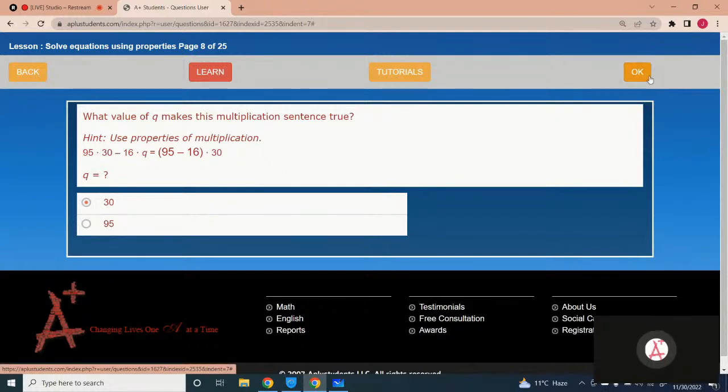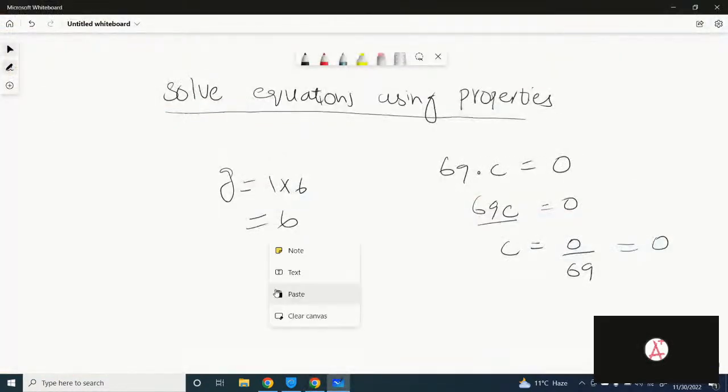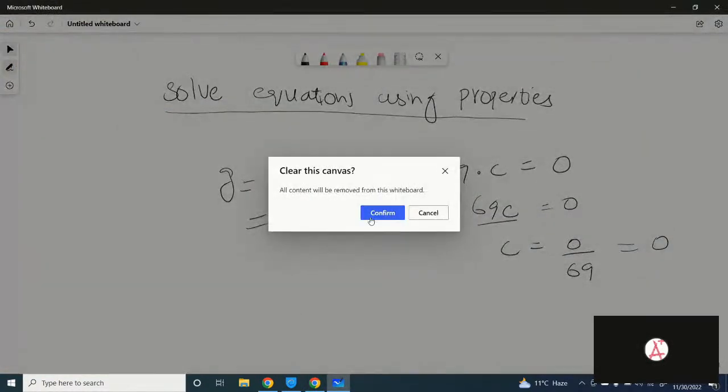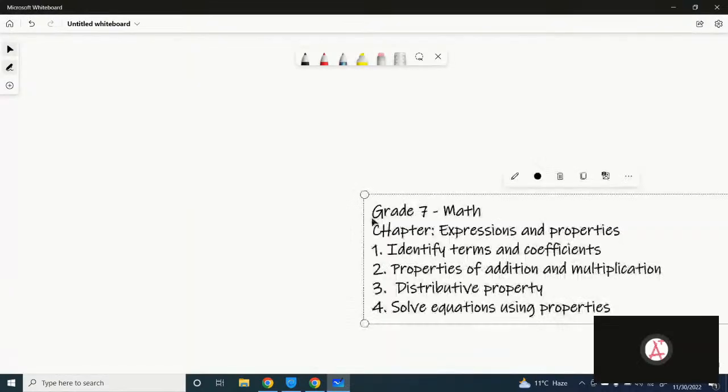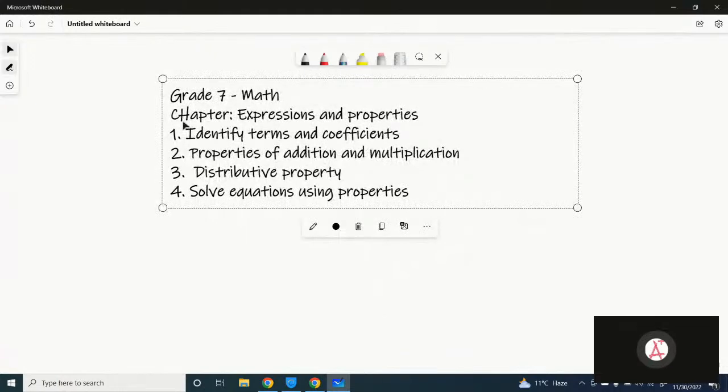Okay, you can complete the test by yourself later today. So here is the list of the topics we covered today. They are identified terms and coefficients, properties of addition and multiplication, distributive property, solve equations using properties. So if you need more help with any of the topics, you can contact any tutor on Skype. They are available from Monday to Friday, 5 to 9.